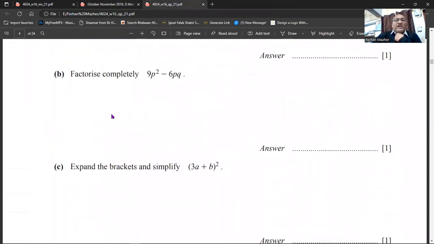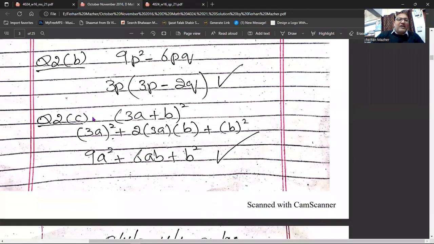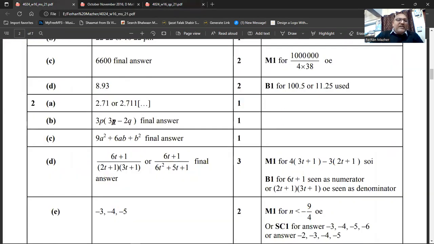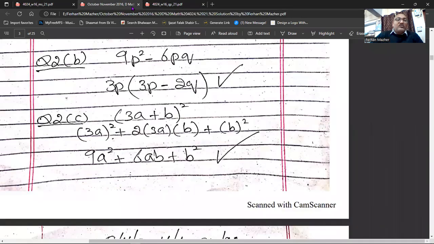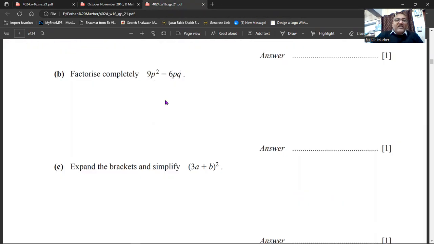Question number 2 is B part. He says factorize completely 9p square minus 6pq. You see, we have two terms. We want to factorize them. I will take 3 common and I will take p common. That's the first rule of factorization, that if something is common in the expression, take it common. So I will take 3p common. In the bracket, I will have 3p minus 2q, bracket close. Let's check: 3p bracket 3p minus 2q bracket close. That is our answer. So our answer is right.